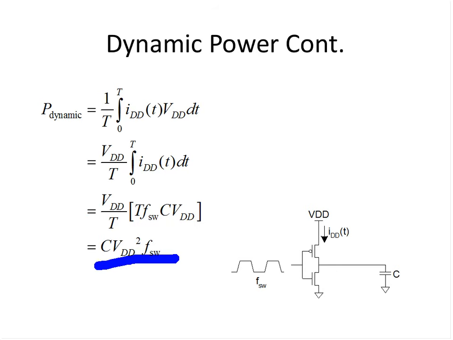Now, what does the dynamic power depend on? Dynamic power majorly depends, obviously, on the VDD. If VDD is lower, the dynamic power is lower. It depends on the load capacitance. The higher the load capacitance, the higher the power. And this is the most important thing, FSW, the switching activity. The more frequently a signal switches, the more frequently the gate switches, the more is the power. So what is the signal that switches most frequently? It's the clock.